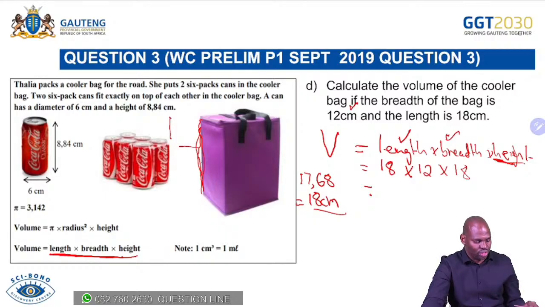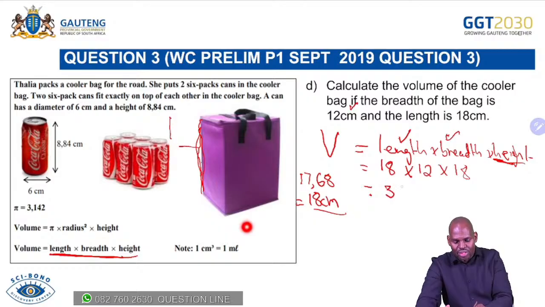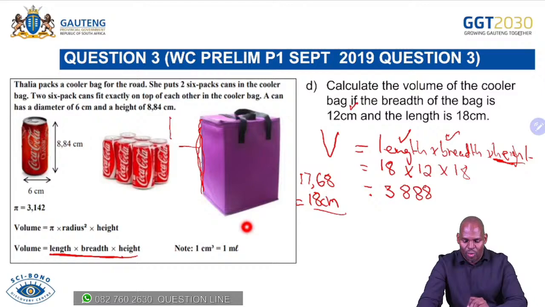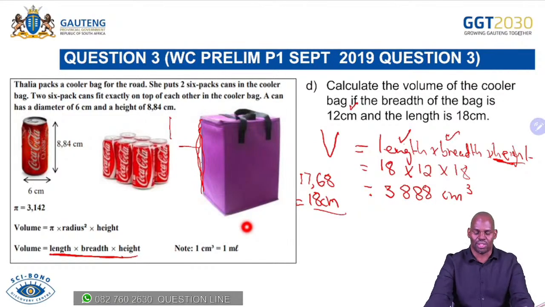Okay, then we say 18 multiplied by 12 multiplied by 18, then we get 3,888. And then what is our unit? The length, the breadth, and the height are in centimeters. So therefore our volume will be centimeter cubed or cubic centimeters.